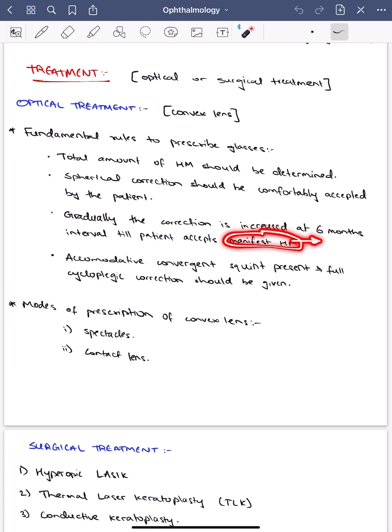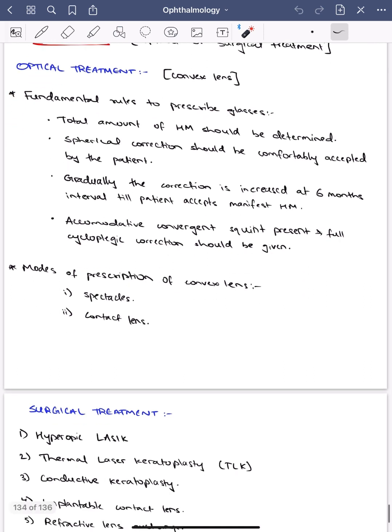Next is surgical treatment. Now, the surgical treatments are hyperopic LASIK surgery, thermal laser keratoplasty or TLK, conductive keratoplasty, implantable contact lens, and refractive lens exchange. So these are the surgical treatments: hyperopic LASIK surgery, thermal laser keratoplasty, conductive keratoplasty, implantable contact lens, and refractive lens exchange. And with this, we finish off our discussion on hypermetropia.